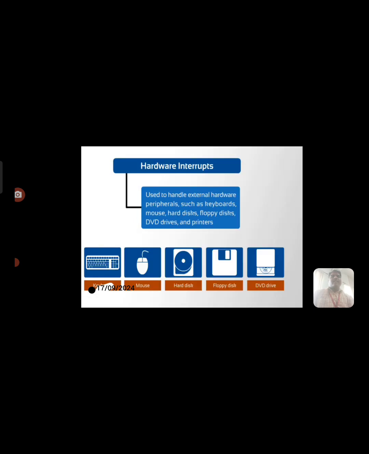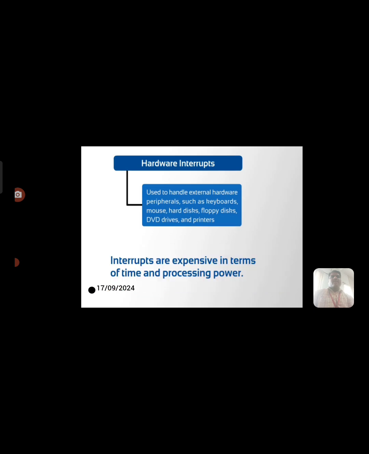Hardware interrupts are created by keyboard, mouse, hard disk, floppy disk and DVD drive. They are used to handle external hardware peripherals such as keyboards, mouse, hard disk, floppy disk, DVD drives and printers. And these software interrupts are expensive in terms of time and processing power.